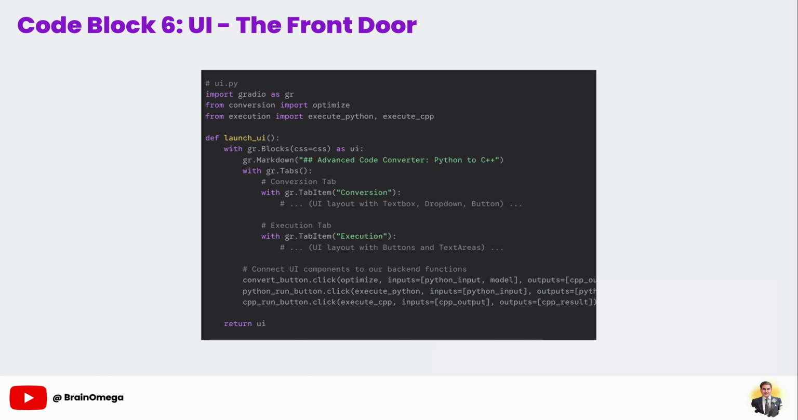Now let's build the front door to our application, the user interface in ui.py. Normally, to build a web interface like this, you'd need to be a web developer and know HTML, CSS, and JavaScript. But the Gradio library is like a superpower for Python developers, letting us build and share interactive UIs with just a few lines of Python. We define our entire layout inside a with gr.Blocks() as ui block. This gives us full control.